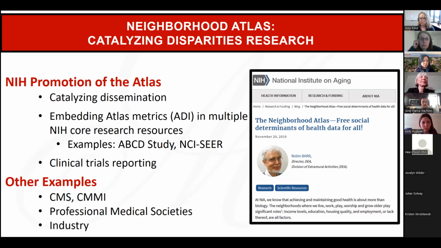CMS and CMMI have been using these metrics to think about payment adjustment, harkening back to the old policy uses of these metrics. There are some models that are going forward with that, which is very exciting. Many professional medical societies have adopted these now. Most recently, the Society for Thoracic Surgeons are using this in their performance evaluation and thinking about how differential performance might happen. And then we've had lots and lots of industry interest as well.